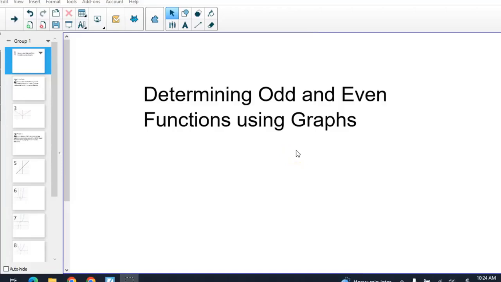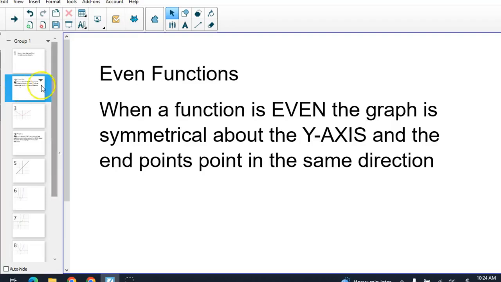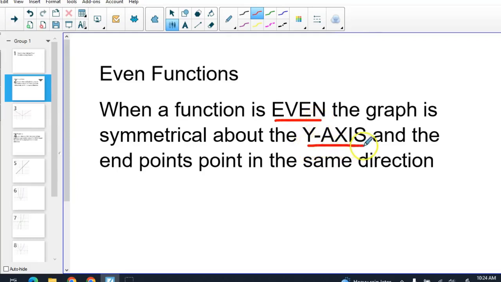Hello class, today we're going to be determining odd and even functions using graphs. So pretty much, an even function is a function where it has symmetry across the y-axis and the endpoints are going to be heading in the same direction. It's kind of going to look like it's almost reflected in a mirror. But with our even functions, know that it reflects across the y-axis.